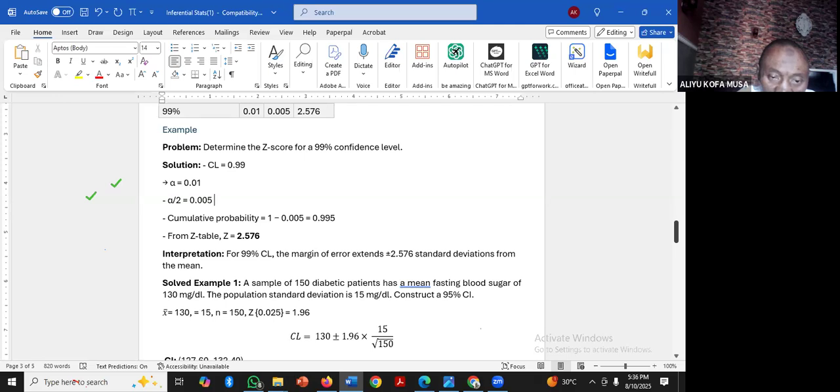Let me repeat myself. You have been given the confidence level 0.99. I want to find alpha. So I subtract CL from 1. I got alpha 0.01. To get my two tail, I divided the alpha by 2, which is 0.005. Then, for me to get the cumulative probability, I subtract 0.005 from 1, which is 0.995. Then I will take this 0.995 to go to the table.